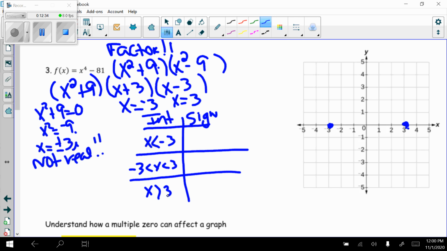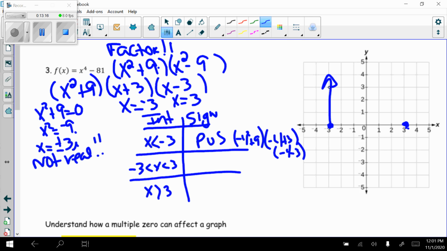Again, how I'm going to figure that out, I'm just going to plug numbers in. So find a number smaller than negative 3, so negative 4. And here, again, I can plug it into the original equation, or I can plug it into where I factored. So if I plug it into where I factored, I have negative 4 squared plus 9, negative 4 plus 3, and negative 4 minus 3. So let's see, I get positive, negative, negative, which turns to positive. So I know that my graph is above the x-axis here.